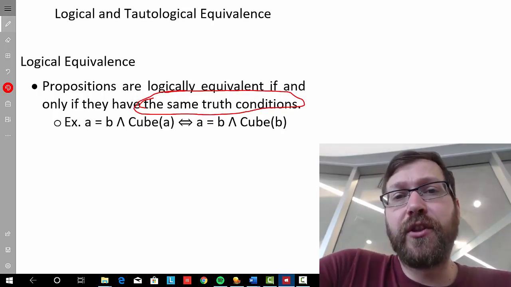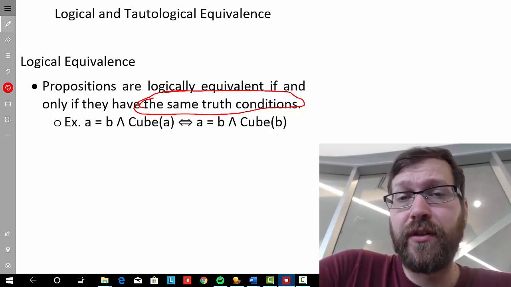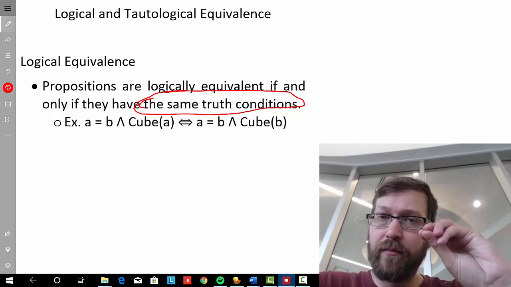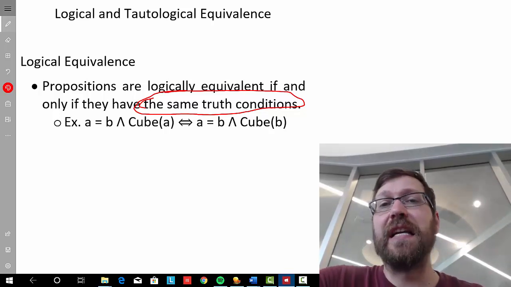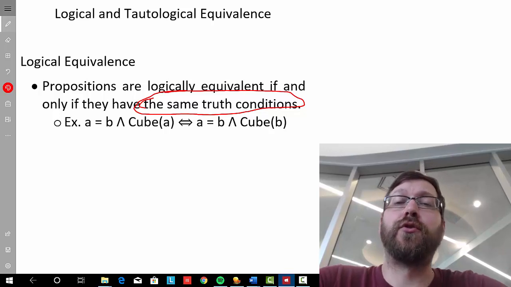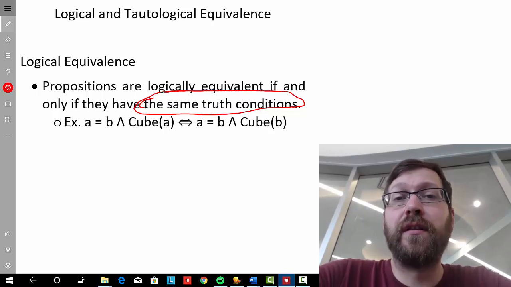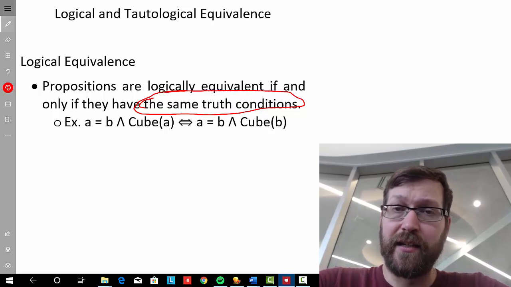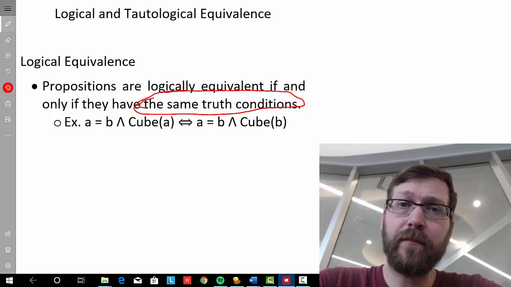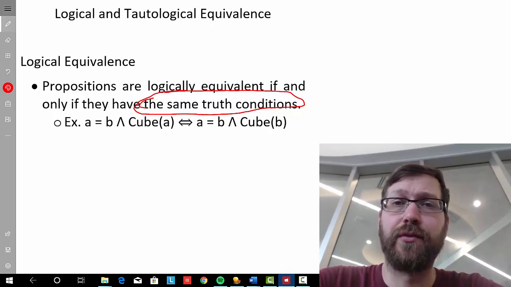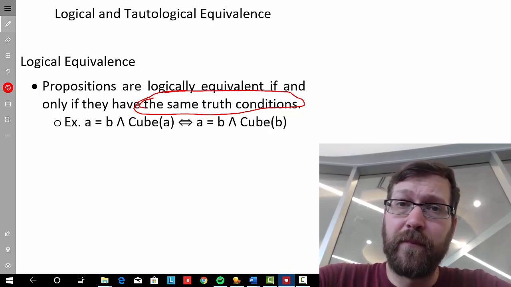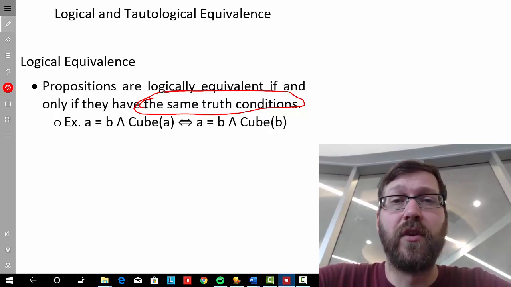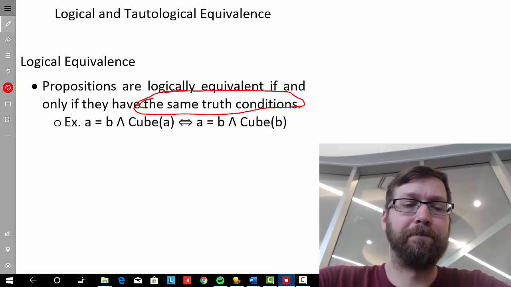And we say that two propositions have the same truth conditions if and only if, no matter what situation you place those propositions in, when one is true, the other is true, and when one is false, the other is false. So the idea is there's no situation whatsoever that one of the propositions will turn out to be true and the other proposition will turn out to be false. When that's the case, they're logically equivalent, and as far as FOL is concerned, those propositions have the same meaning.